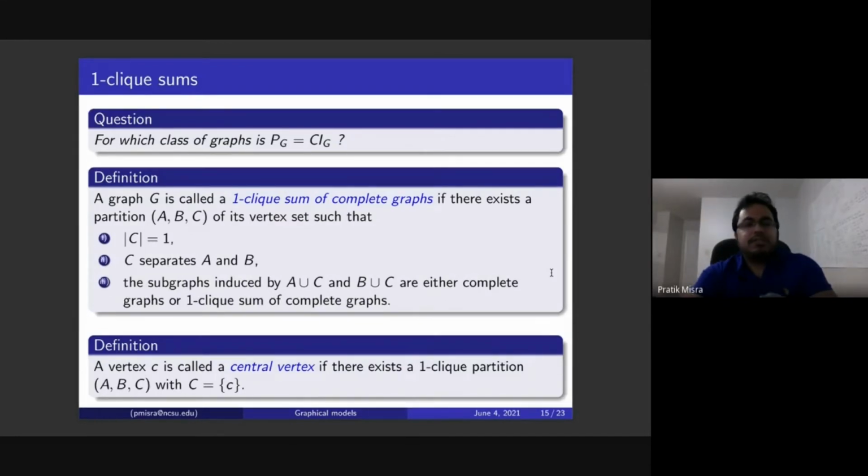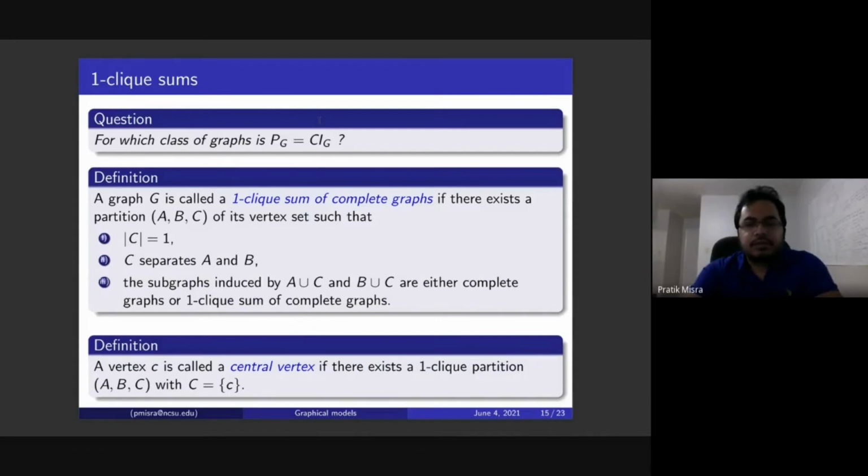Now, a graph G is called a one-clique sum of complete graphs if there exists a partition of its vertex set, let's say ABC, such that the cardinality of C is 1, and C separates A and B, and the subgraphs induced by A union C and B union C are either complete graphs or are one-clique sums of complete graphs. So there's another definition of central vertex. Before I get into an example, a vertex C is called a central vertex if there exists a one-clique partition ABC with C being the set C.